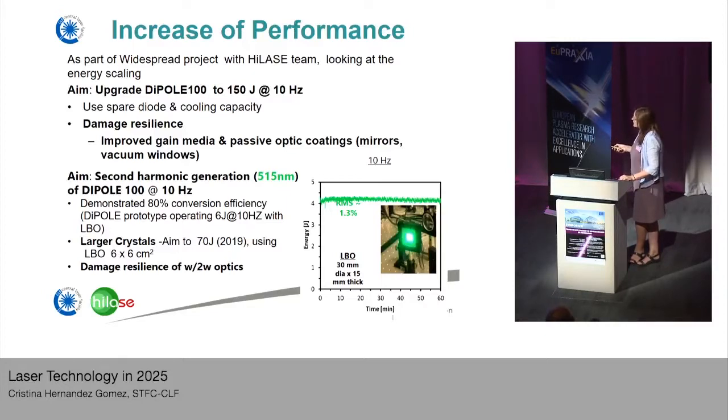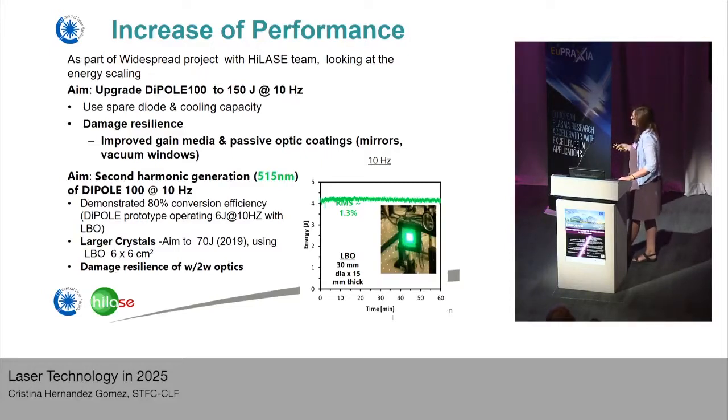For that, we need to get crystals. We have done some tests using LBO crystals. This is a small crystal that we use with a 10 joule head. But what it proved very conveniently is that we can achieve 80% conversion.